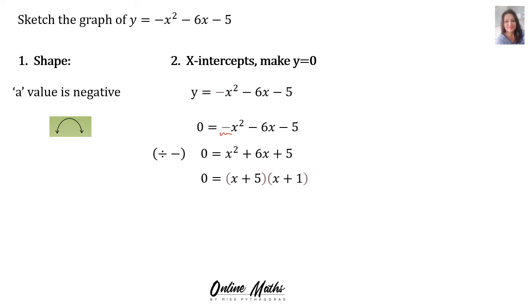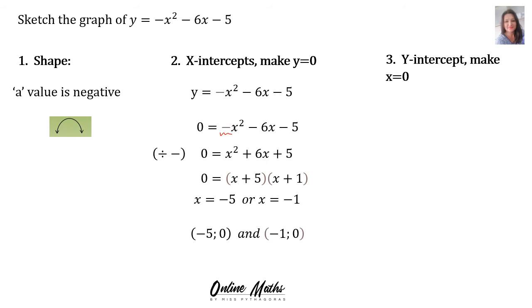So the factors are (x plus 5)(x plus 1), and then x is equal to -5 or x is equal to -1. And we write them as coordinates. So the coordinates for your x-intercepts are (-5, 0) and (-1, 0).